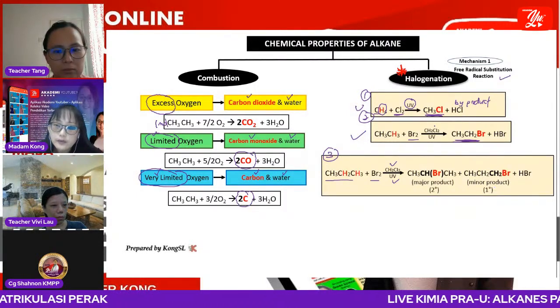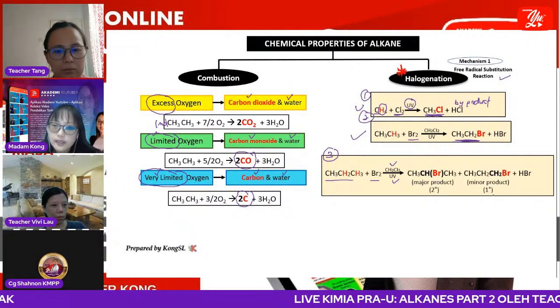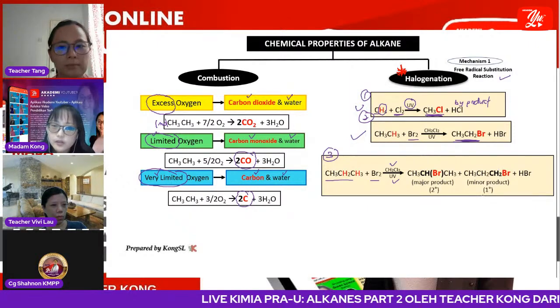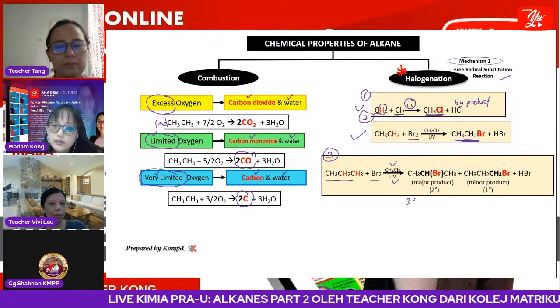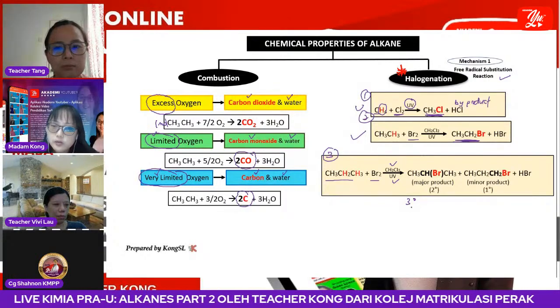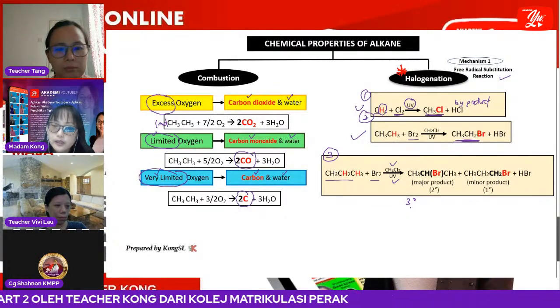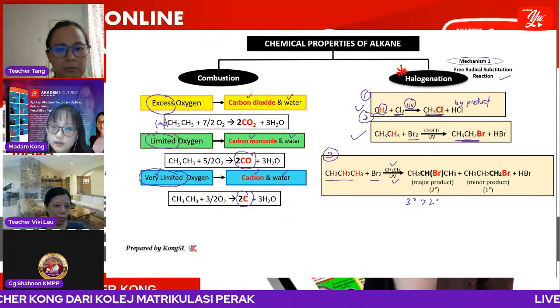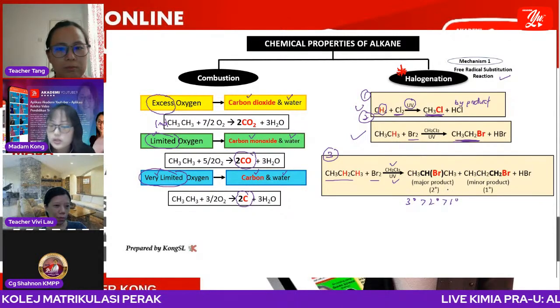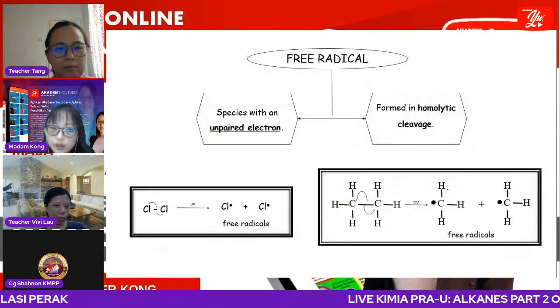So you check. This is secondary haloalkene, and this is primary haloalkene formed. Normally, tertiary is the most stable one, so it will become the major product if tertiary free radical is produced. Next is secondary and then primary. So we just do a simple revision.